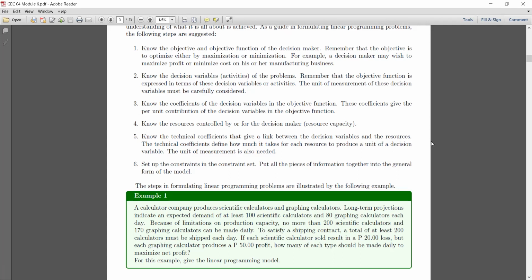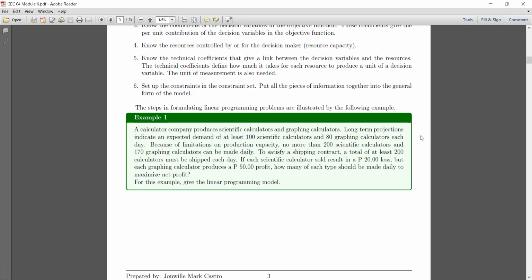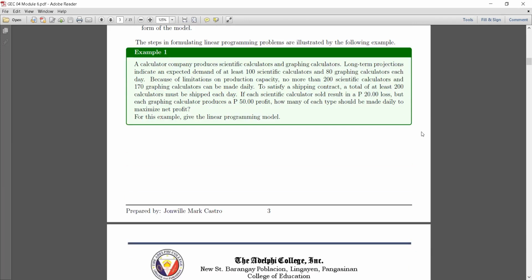Okay? So, para mabuo yung model, tingnan natin itong example. A calculator company produces scientific calculators and graphing calculators. Long-term projections indicate an expected demand of at least 100 scientific calculators and 80 graphing calculators each day.